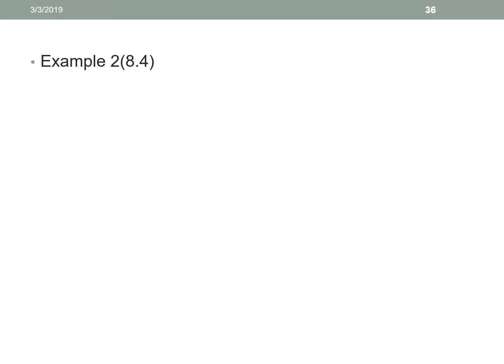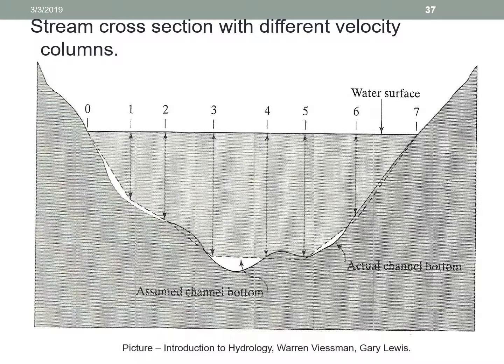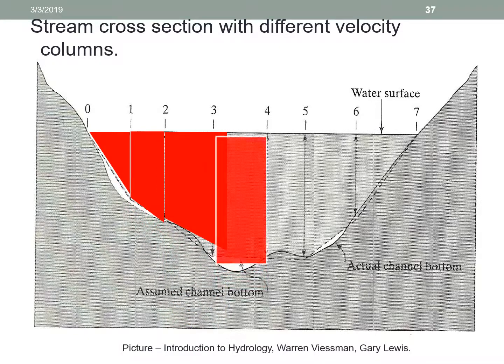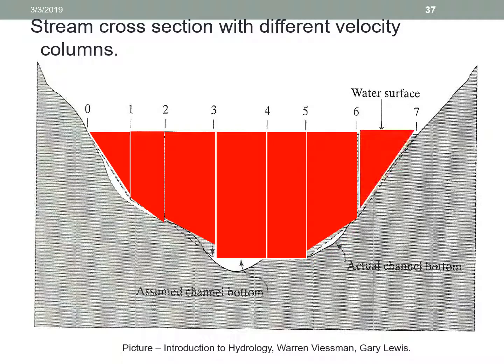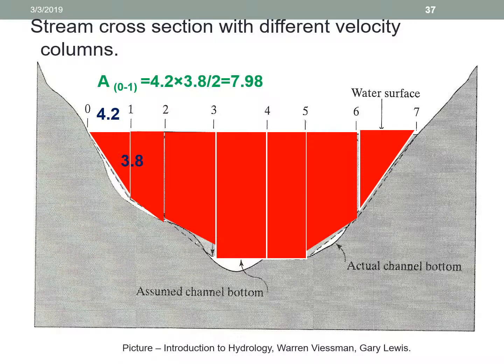Problem 8.4. Same problem that we solved, with different numbers. You have the same channel but with different data. The data are here. I put here area 1, area 2, area 3, area 4, area 5, area 6, and area 7. These are the areas. The water surface from section 0 to 1 is 4.2, and the depth is 3.8. The area you will calculate: 4.2 times 3.8 divided by 2, that will be 7.98. You will plug your number in.